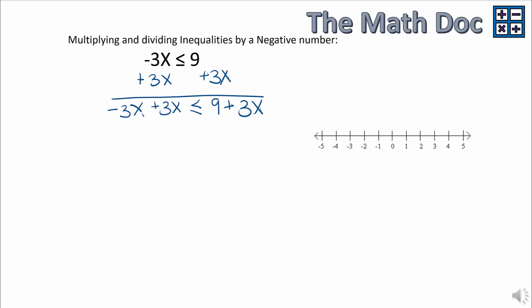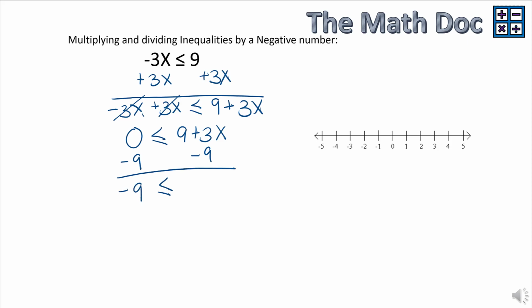Now obviously the 3x here cancels with the negative 3x, and we have 0 is less or equal to 9 plus 3x. Okay, now let's subtract 9 from both sides of the inequality, and we have negative 9 is less or equal to 9 plus 3x minus 9. The 9's here cancel, and we have negative 9 is less or equal to 3x. Finally, now we can just divide by positive 3. And when we divide by a positive number, we don't have to change the direction of the inequality.